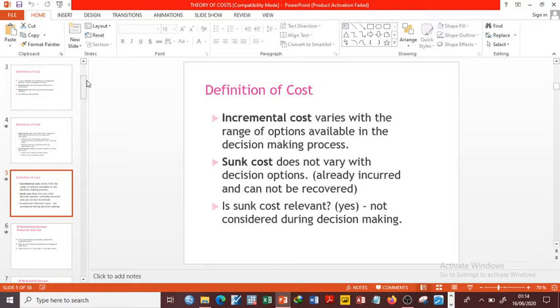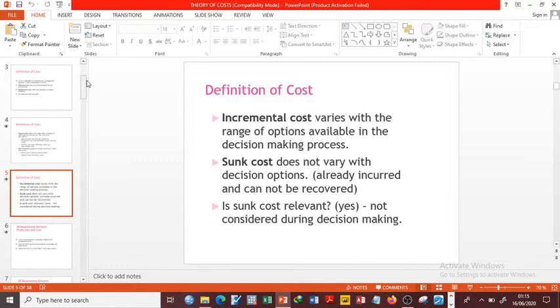Sunk costs. Sunk costs by definition are costs that are already incurred and cannot be recovered. For example, if you paid rent for the premises where you're carrying out your business, and you discover maybe the business is not working, or that it's not beneficial at that particular time, then the rent would be a sunk cost, just because you cannot get back that rent. You've already paid it. So sunk costs are costs that have already been incurred and cannot be recovered.